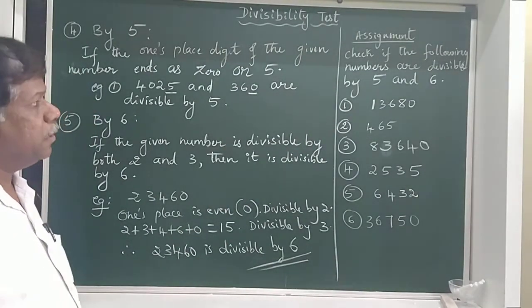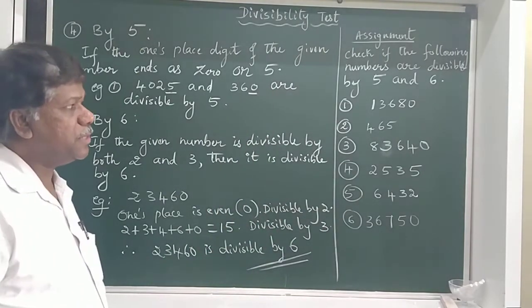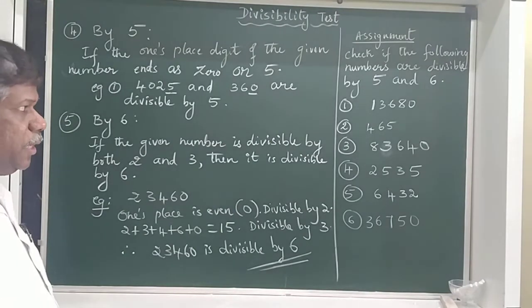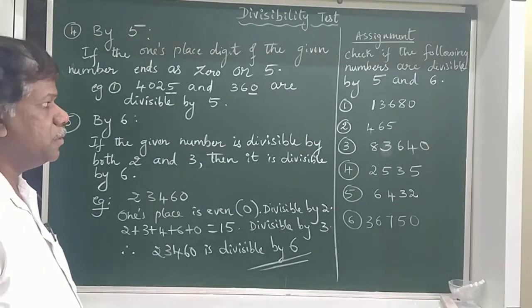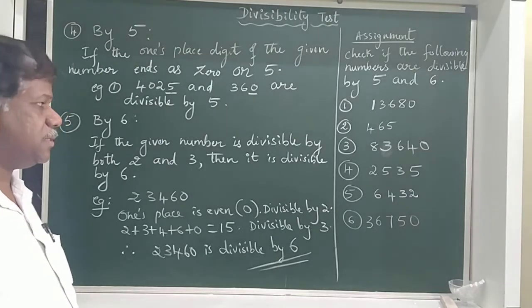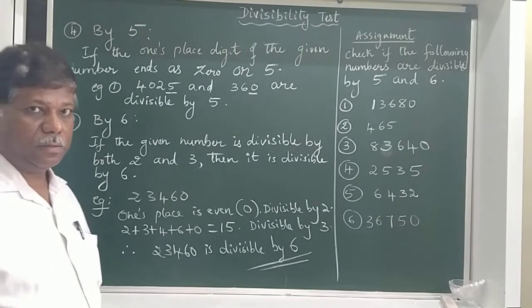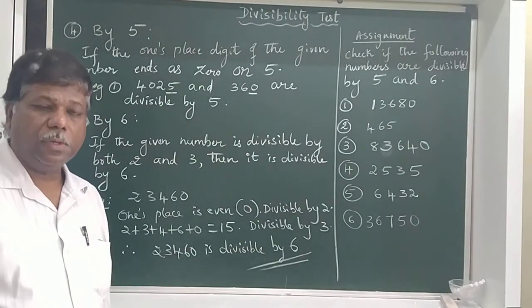13,680, 465, 83,640, 22,535, 6,432 and 36,750. So these are the 6 questions which you have to try on your own.